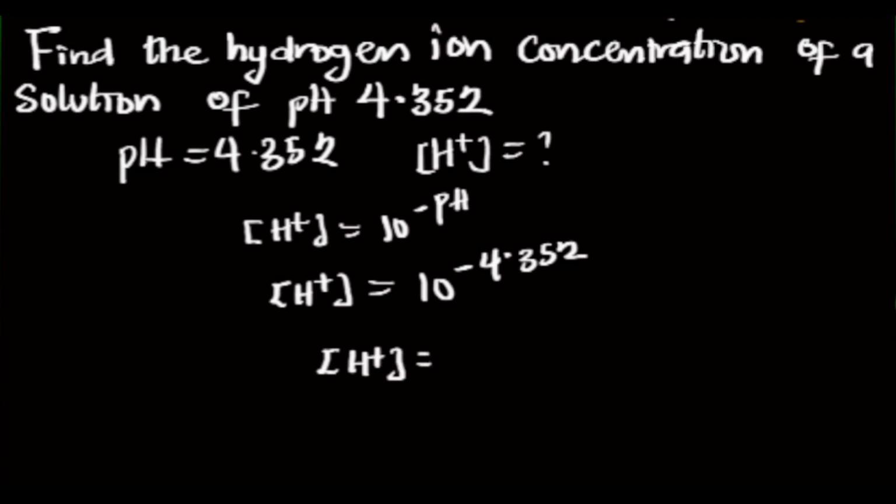Let me see, if we press the calculator, you're going to have 10 raised to the power, just press this logarithm, then you're going to have minus 4.352. This is going to give you 4.45 multiplied by 10 raised to the power minus 5. That's going to be the hydrogen ion concentration. So that's the hydrogen ion concentration. It's very, very simple. Now let's move to another question.